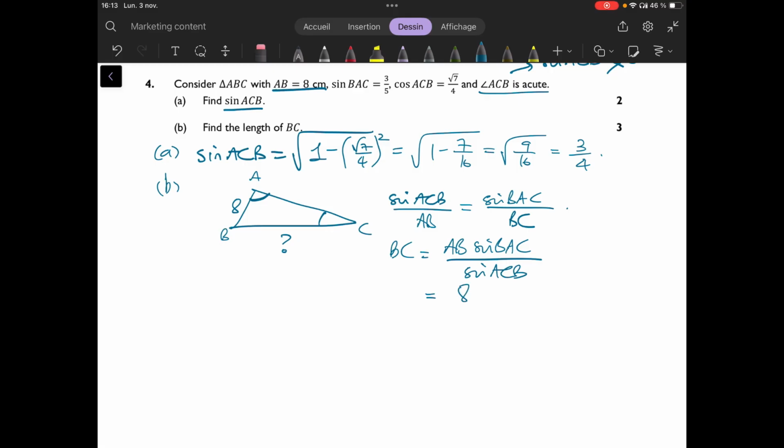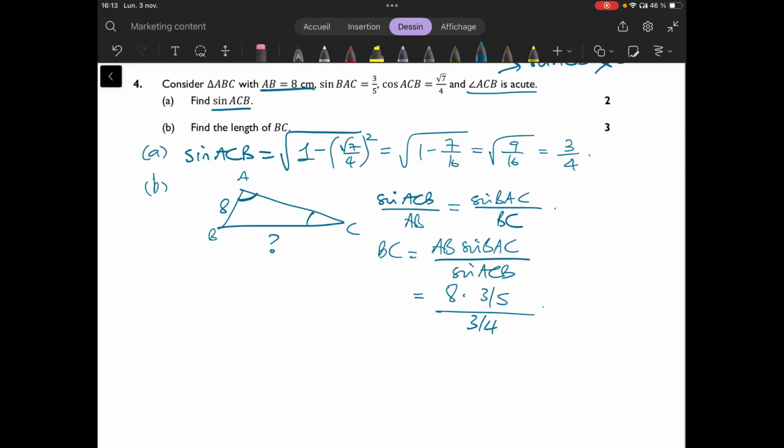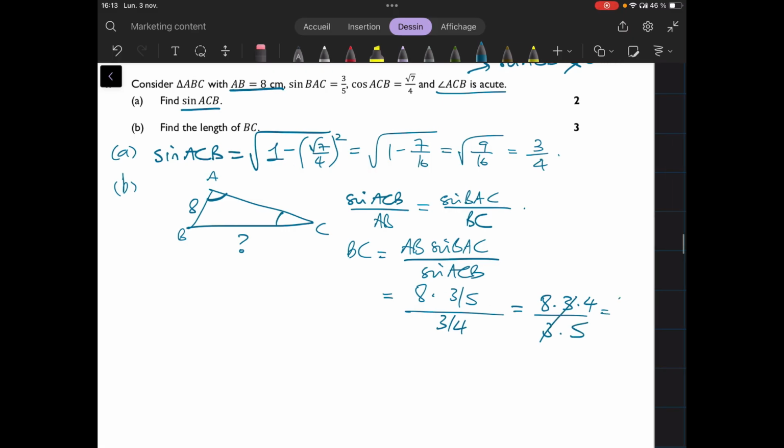AB, sine of BAC, sine of ACB. And you will get 6.4 centimeters. You can leave your answer as 32 over 5. That is perfectly correct as well. Also, this figure is obviously not to scale.